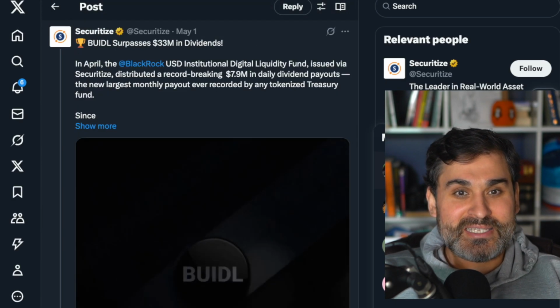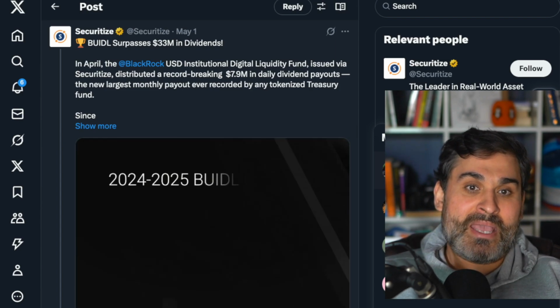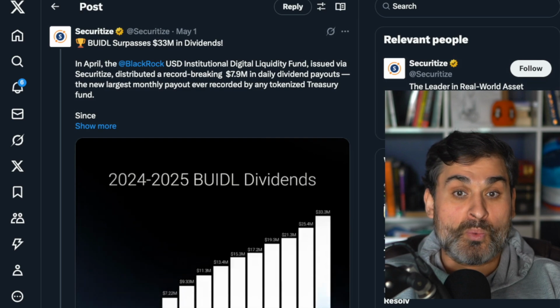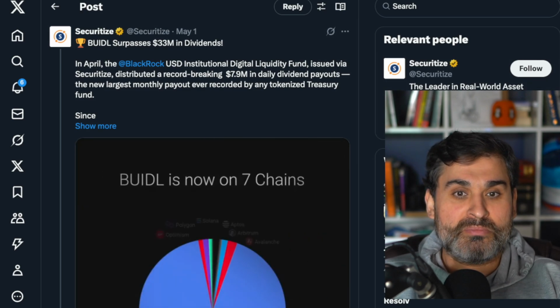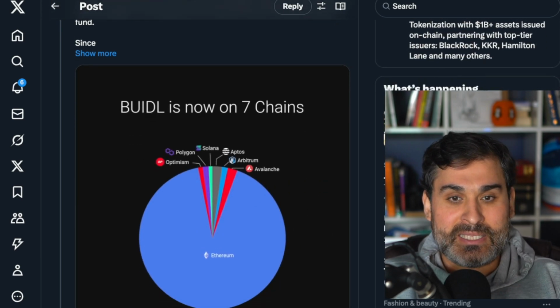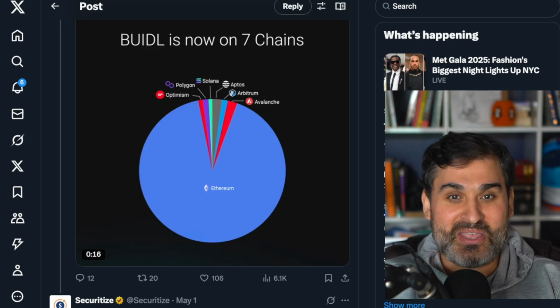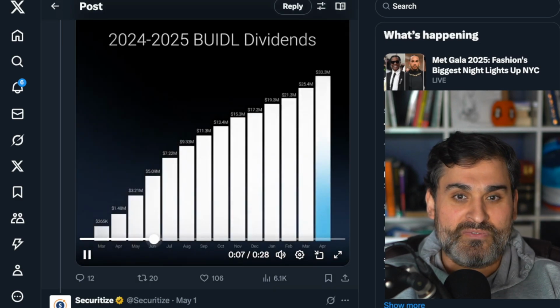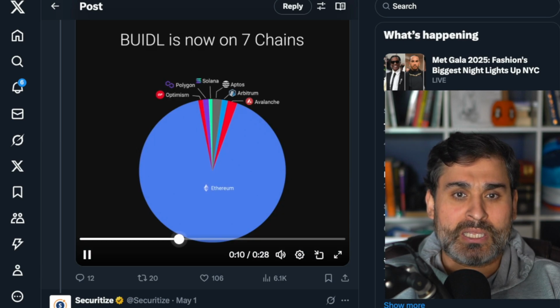Okay, Securitize put out a report saying that they have paid out $33 million in dividends. Now, Securitize are the company that are working with BlackRock to build the BUIDL fund, and they're saying that it's now on 7 chains. Ethereum is like 90% plus of that, and it is also available on Avalanche, Arbitrum, Aptos, Solana, Polygon, Optimism. For the rest of those, it's pretty much like 1% of each one.